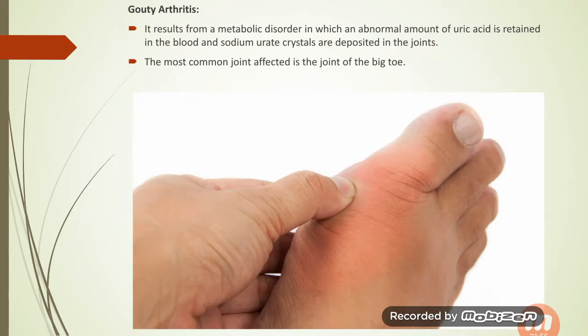Then comes gouty arthritis. It results from a metabolic disorder in which an abnormal amount of uric acid is retained in the blood and sodium urate crystals are deposited in the joints. The most common joint affected in this joint disease is the big toe of your foot, that is shown in the diagram.